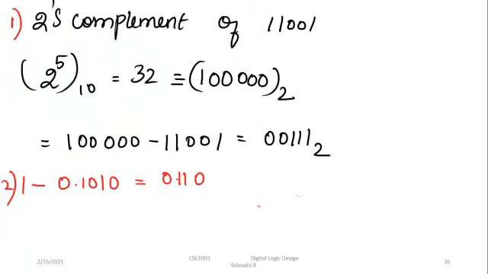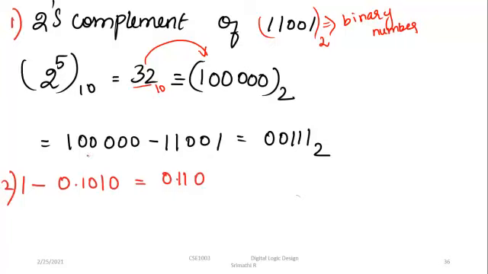The next one is the 2's complement of 11001. Now we are going to see the 2's complement of a binary number. The binary number's base or radix is 2, and again how many digits do we have here? 1, 2, 3, 4, 5. So 2 power 5 in base 10 is 32 in decimal, and 32's equivalent binary number is 100000, to the base 2.